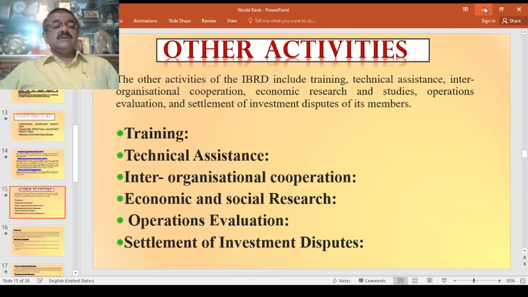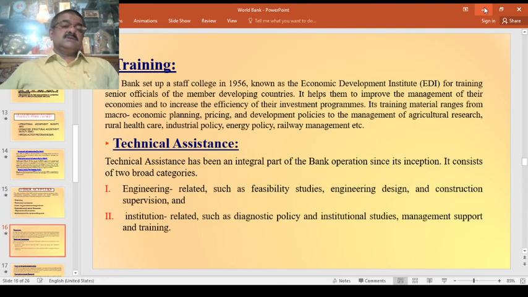So other activities, there are a number of other activities being carried out by the IBRD. These include training, technical assistance, inter-organizational cooperation, economic research, operations evaluation and settlement of investment disputes of members. We will discuss that one by one. Training. The bank set up a staff college in 1956, known as the Economic Development Institute, for training senior officials of the member developing countries.